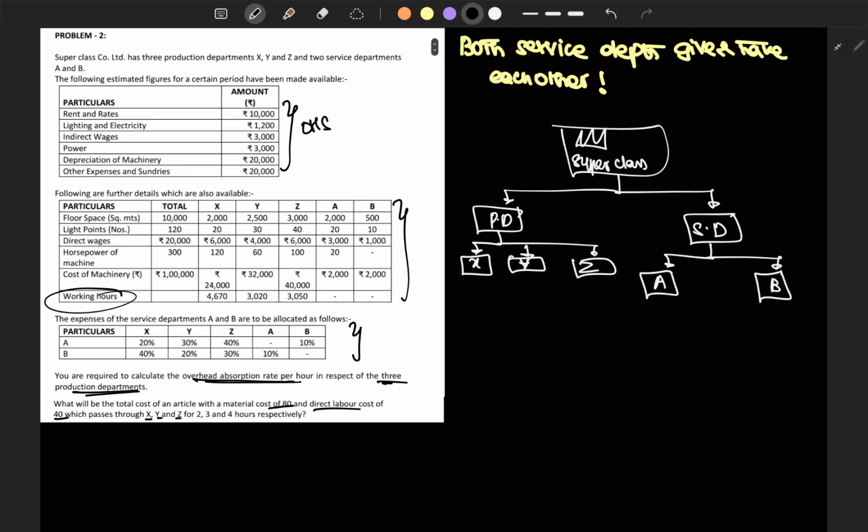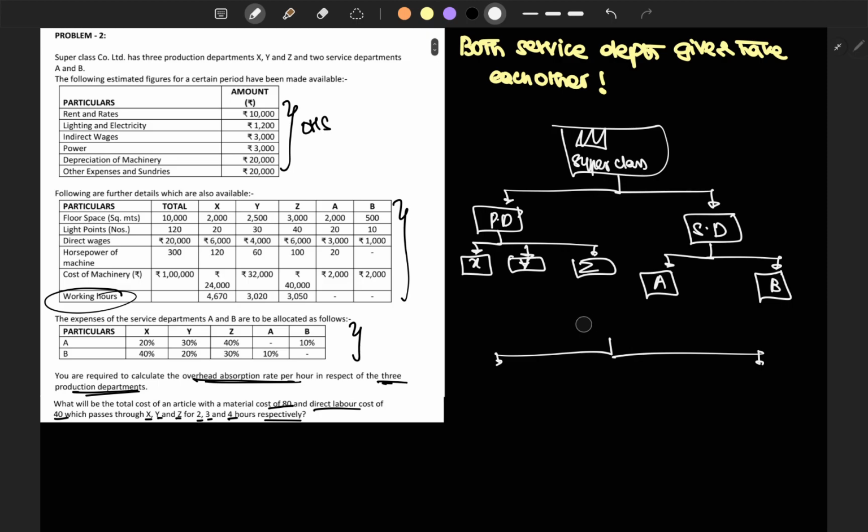So it is a working hours sum. Working hours in every department have been given respectively, like 2 hours, 3 hours, 4 hours, and we have to find out the total cost of an article through this sum. This sum can be easily worked out through a 5 steps process, and this is applicable to sums like this in the exam also.